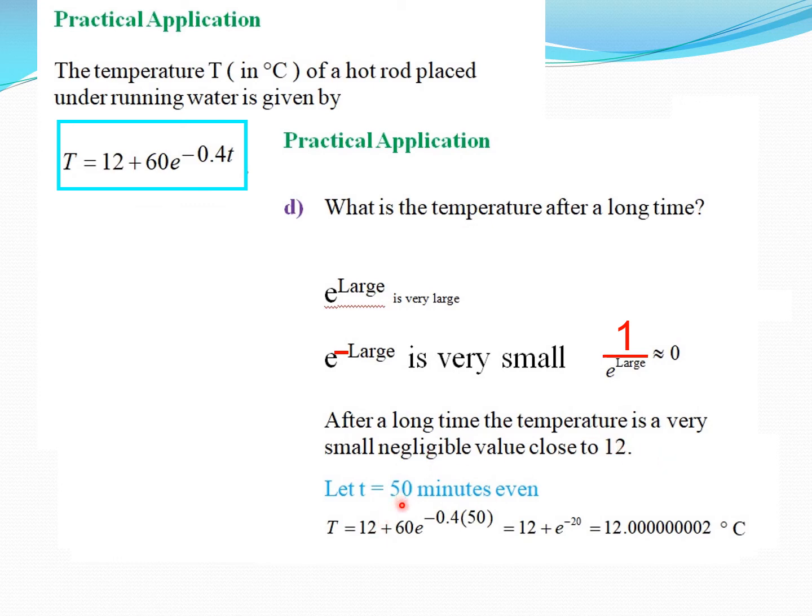So you could even check out at 50 minutes in this case, and substituting it in, we get that T equals 12 plus a very small quantity. So effectively, after a long time, the temperature is 12 degrees Celsius, because this bit here tends towards 0. E to the power of minus a large number is negligible, and 60 by a negligible number is still small, so we can ignore that. So after a long time, the temperature becomes 12 degrees Celsius.